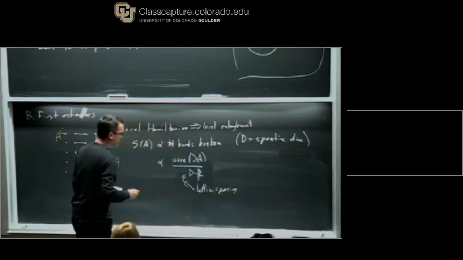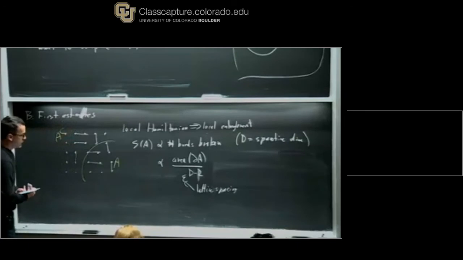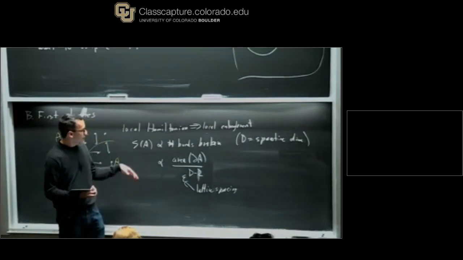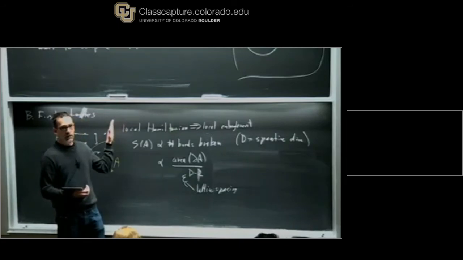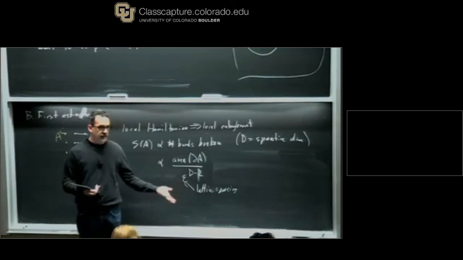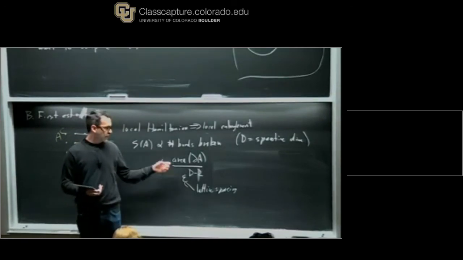Okay, so what I'm trying to argue is two things. First of all, that you should expect, if there's some kind of locality, you should expect the divergent part, at least the leading divergent part, to go like the area.